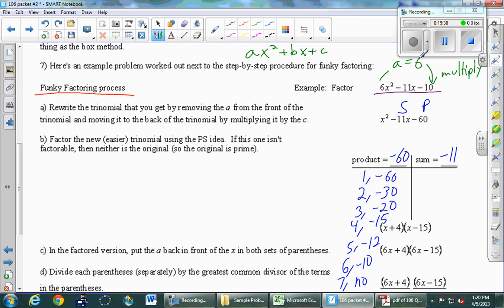And then we'll find the sums of all these things. When I add up the first row, 1 and negative 60, negative 59. Go ahead and add every row. And in theory, you could stop as soon as you get to the magic sum, which we said was negative 11 in this case. And I found it right here at 4 and negative 15. Everybody see that one? That's the winner, 4 and negative 15.